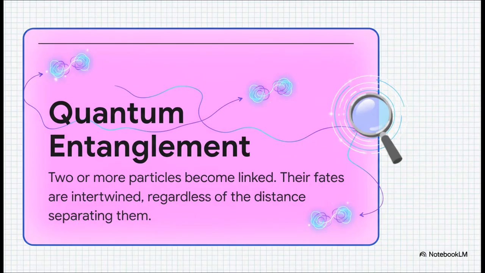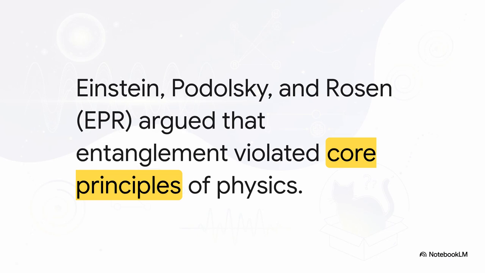So what is this spooky action? Well, entanglement is what happens when two particles become linked into a single quantum state. In a way, they kind of lose their individual identities. They become one unified system. And the truly weird part is that this connection sticks around no matter how far apart they get. What happens to one of them instantly affects the other one, whether they're a millimeter apart or on opposite sides of the galaxy.